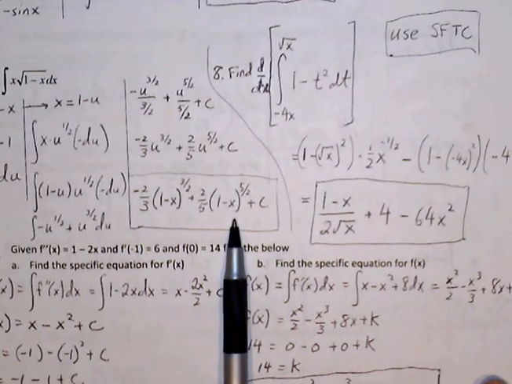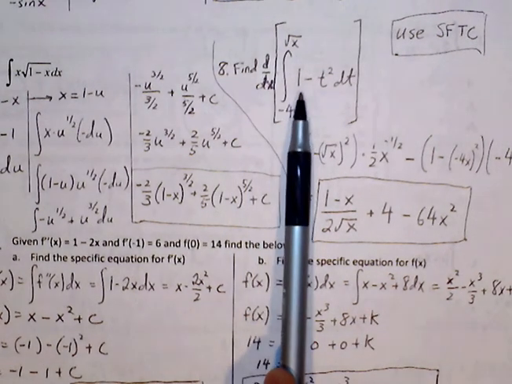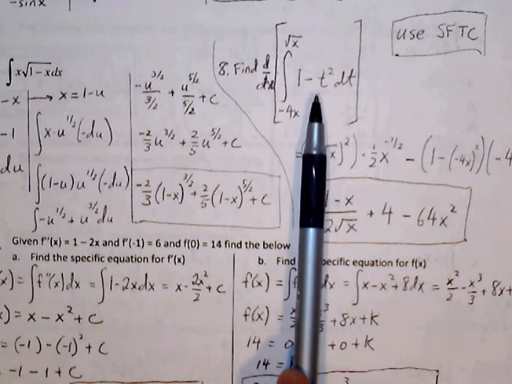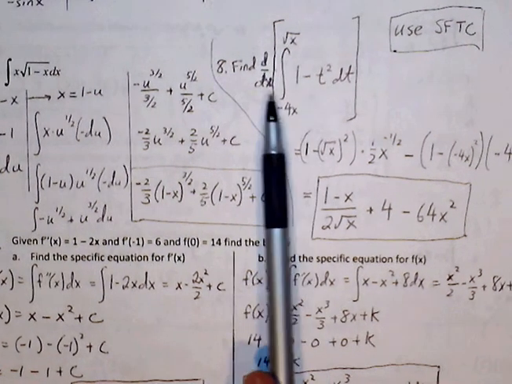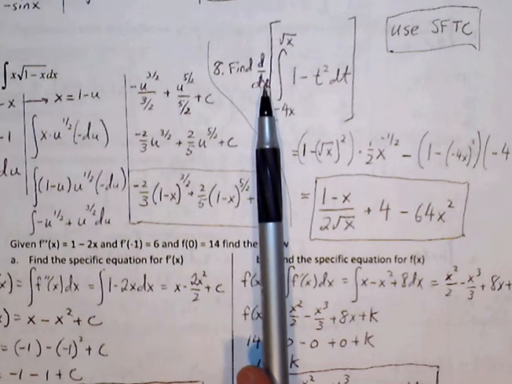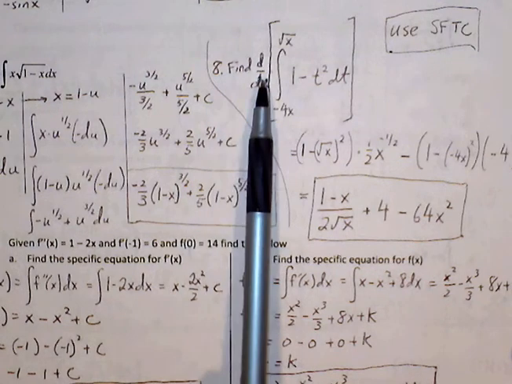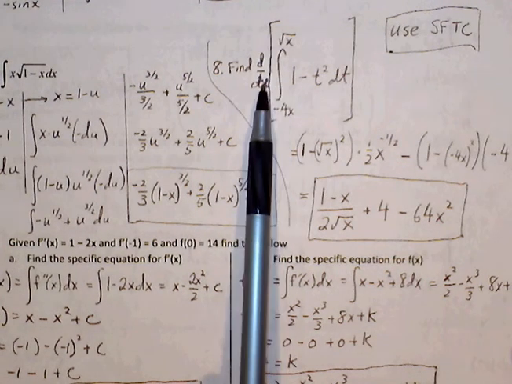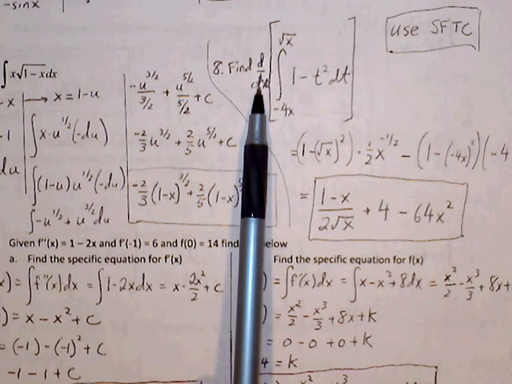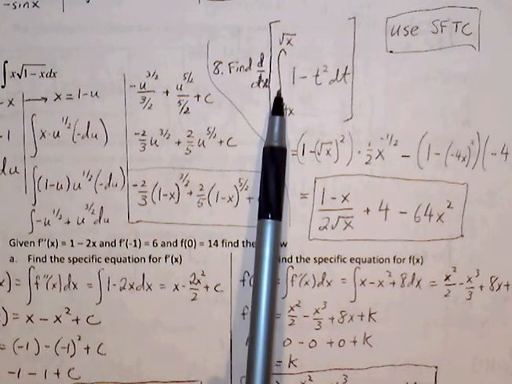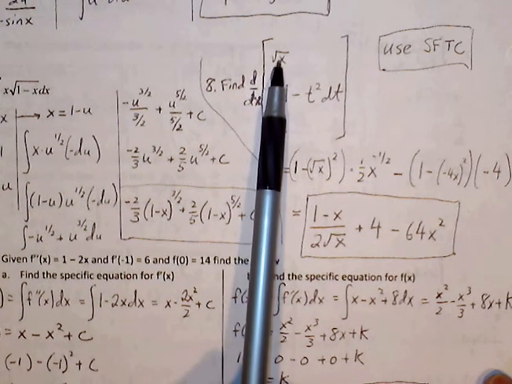All right. Number 8, find the derivative of the definite integral of 1 minus t squared from negative 4x to square root of x. Okay. So here we can use the adapted second theorem of calculus, which says that I can basically ignore these two operations because I know that the integral and derivative processes are going to cancel each other out. We just have to make some adjustments through the upper and lower bounds.